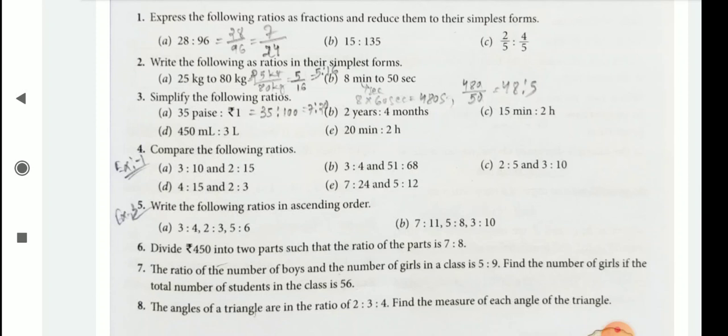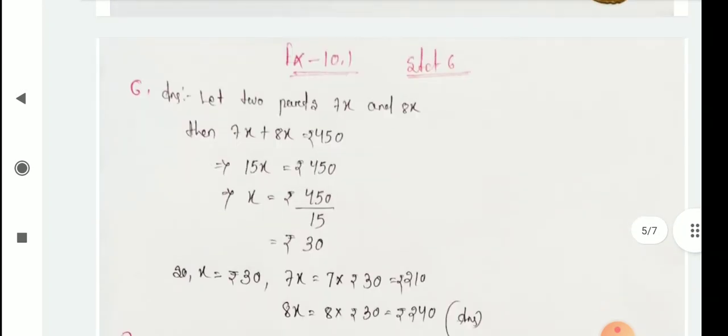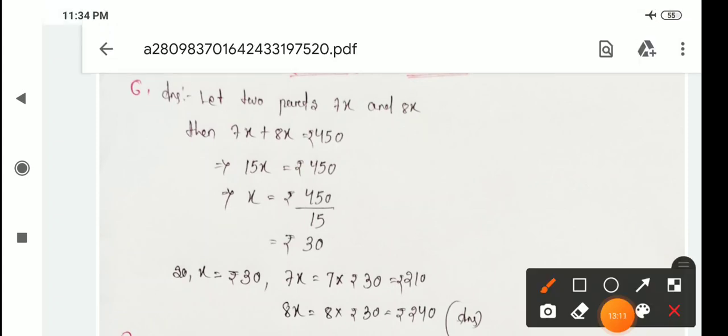6 number, children, divide 450 rupees into 2 parts such that the ratio of the parts is 7:8. Here, children, solution you see. Let the 2 parts be 7x and 8x. 7x plus 8x equal to 450 rupees. Then 15x equal to 450. X equal to, we divide, then we get 30 rupees. So x equal to, children, 30 rupees.